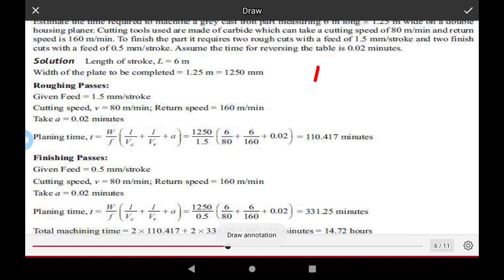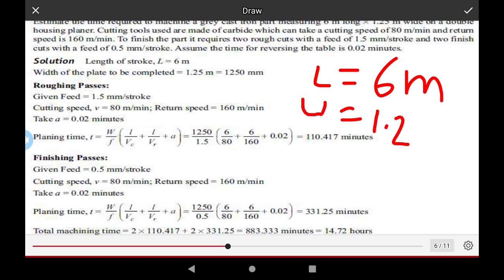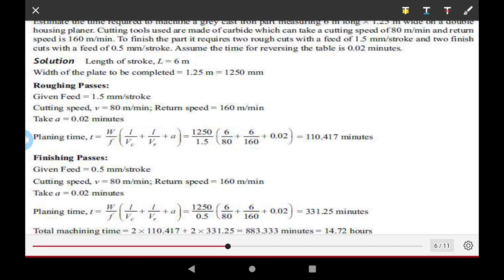Given: L equal to 6 meters long, and the width of the plate, small w, equal to 1.25 meters, converted to millimeters is 1250. For roughing, the feed rate is 1.5 per stroke, cutting speed v equal to 80 meters per minute, return speed is 160 meters per minute, and small a is 0.02 minutes.